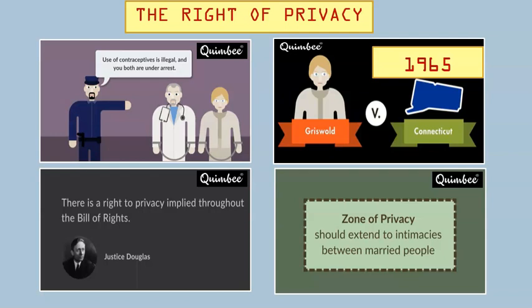And within that decision, they noted the zone of privacy should extend to intimacies between married couples. So you had 2 types of expression that were protected.